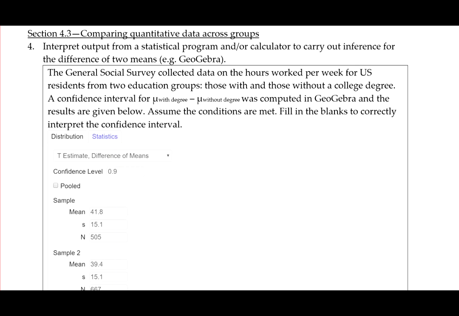Learning Objective 4 from Section 4.3 says, interpret output from a statistical program and/or calculator to carry out inference for the difference of two means. We'll use GeoGebra output. Here's the first example.